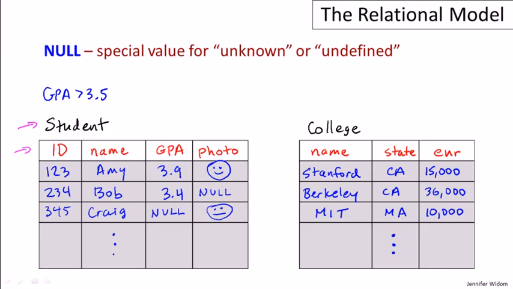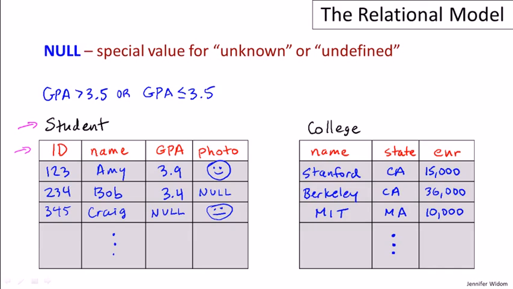Now let's suppose we had another query where we were going to ask for the GPA less than or equal to 3.5. So similarly, we would not have Amy in the result, and we would certainly have Bob in the result. And similarly, we would not have Craig in the result because we don't know that his GPA is less than or equal to 3.5. So far, so good. What gets a little weird is when we add an OR in our query.